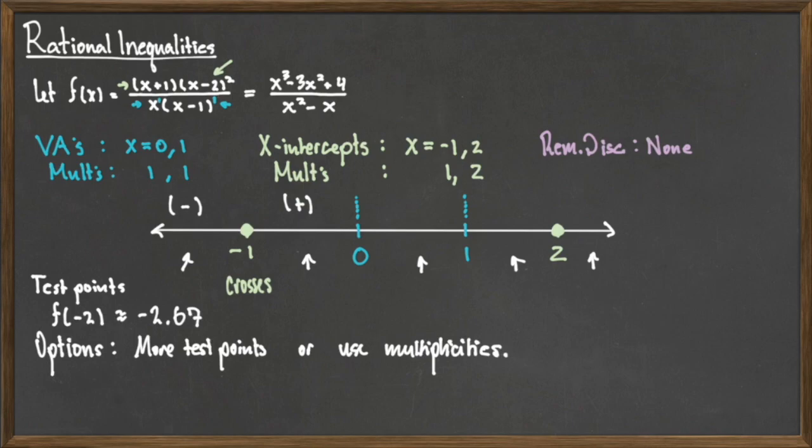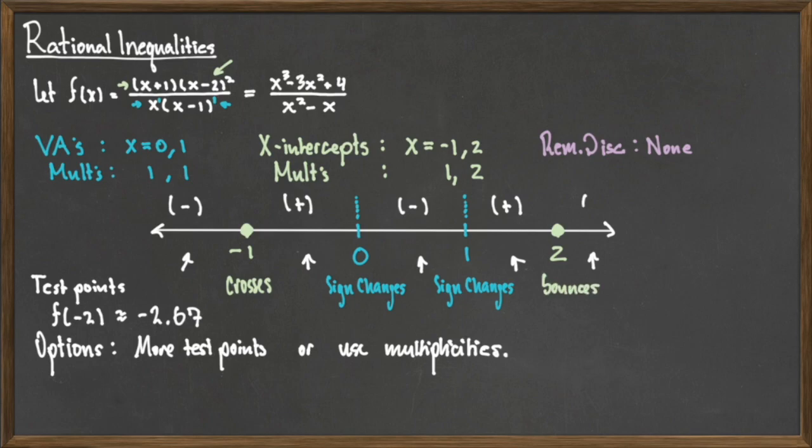Because -1 is an x-intercept with an odd multiplicity, we know that my graph has to cross the x-axis there. So I'm going to go from being negative to positive, which means I'll put a plus sign between -1 and 0. Now 0 is a vertical asymptote with an odd multiplicity. That means I'll also see a sign change. So between 0 and 1, I'll put a negative sign. Again, 1 is a vertical asymptote that has an odd multiplicity, so I'm going to change signs again and then put a plus between 1 and 2.